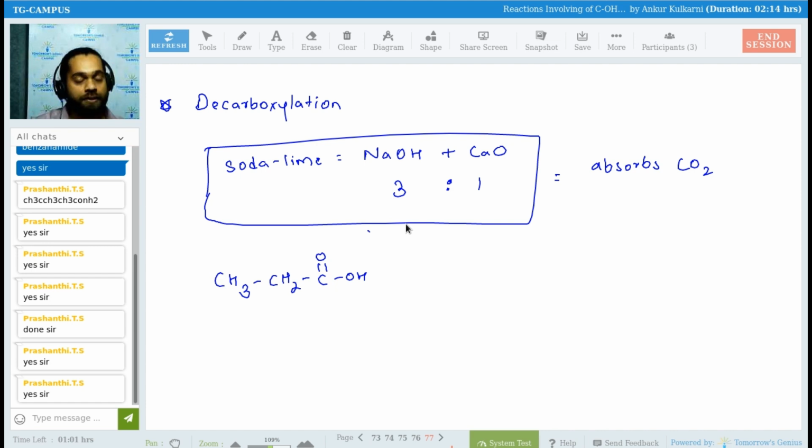What is the IUPAC name of this? Which acid is this? Bhuvaneshri? Prashanti? Which acid is this? Come on, you should know this.